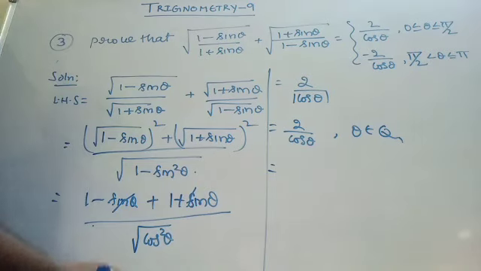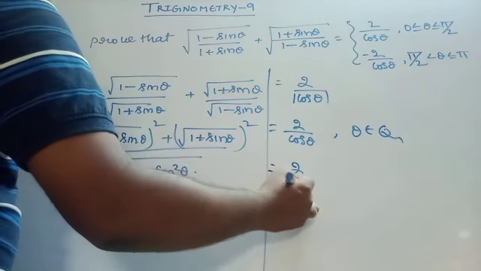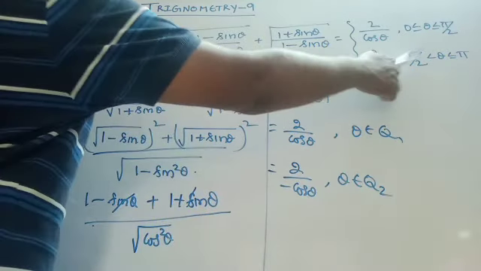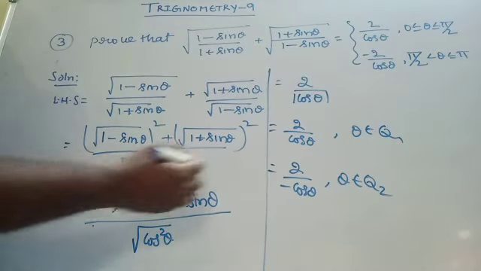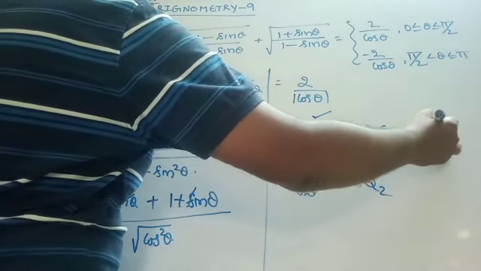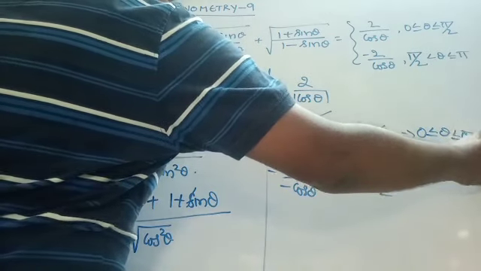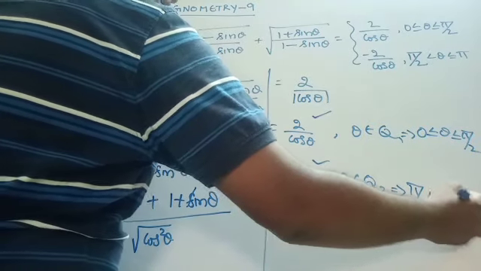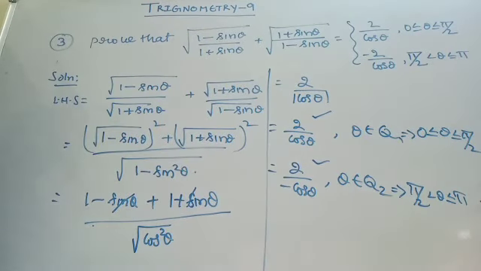And you have got now 2 by minus cos theta if theta belongs to Q2. Q2 means 90 degrees to 180 degrees. That means we have got both conditions. You see, theta belongs to Q1 means 0 less than or equal to theta less than or equal to pi by 2, and here pi by 2 less than theta less than or equal to pi. In both conditions, beautifully, this complicated problem we have solved in a very easy way by taking the LCM for the denominators and simplifying the numerator.